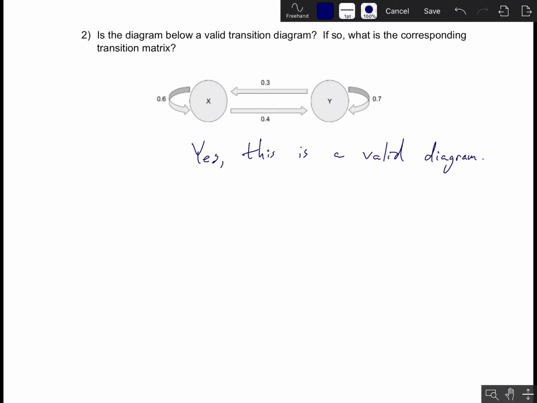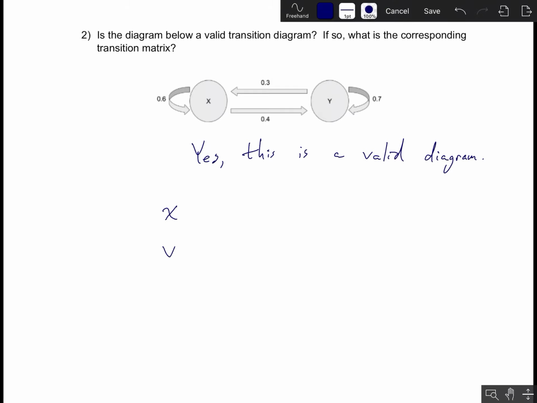Just like each of the rows that we were talking about in the transition matrix have to add up to 1. Because both of those things are describing the probabilities of leaving that state as your current state and moving into those other states. So this is a valid diagram, and now we want to make the corresponding transition matrix.